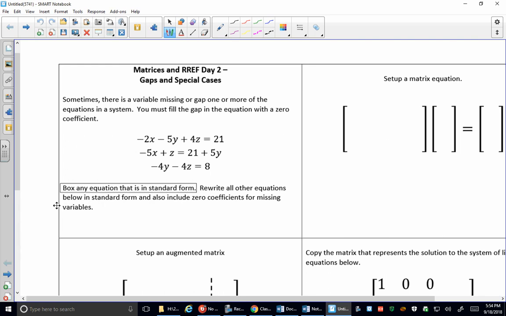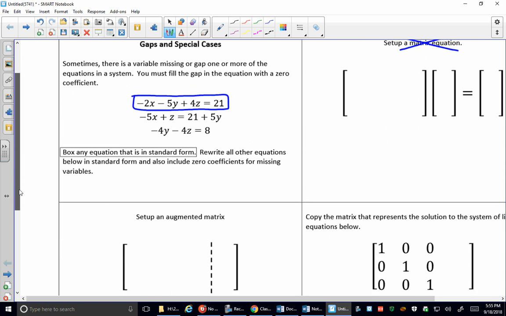All right, ladies and gentlemen, so we're back for the second part of matrices and using reduced row echelon form. One of the things that we talked about is to find the equations that are in standard form. For instance, the top equation is already ready to go. For the purpose of these videos, I'm not going to talk about the matrix equation. We're going to go straight to the augmented matrix and solving it.